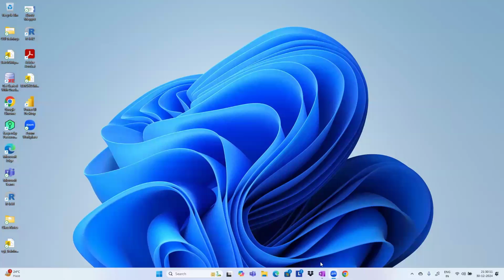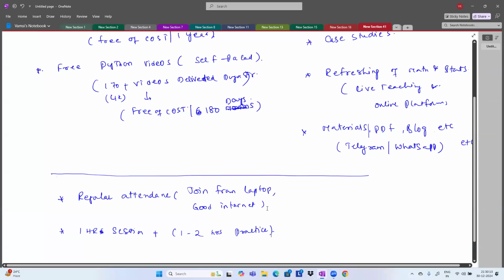Sir, I'm unable to see the chat window. Could you please tell your number? You can't see the chat window? You click on the chat, you can see the chat. There is a chat button. Okay, I'll just give the numbers here only. You can just note it down here now. I'll write it here itself.